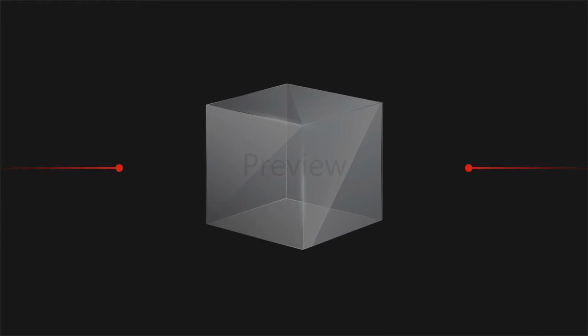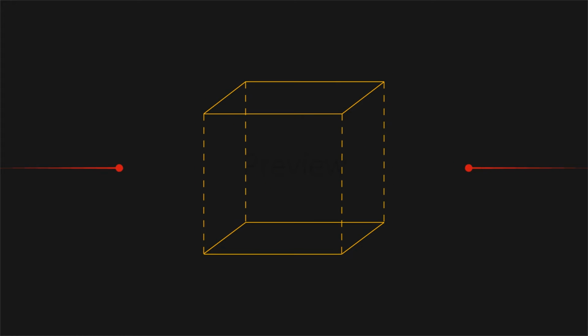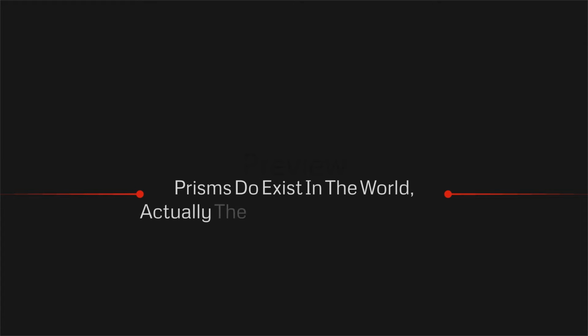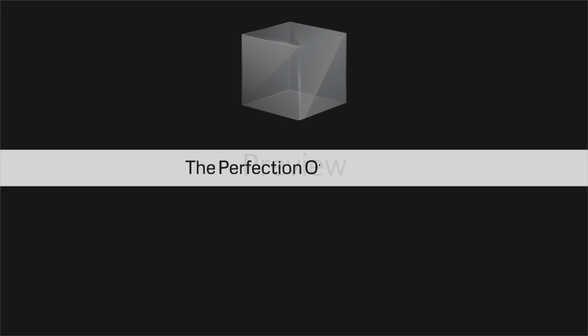The first prism that allows tridimensional modeling is the cube, which we obtain from uniting the four extremes of two squares. Prisms do exist in the world. Actually, the world is built on prisms, so we need a prism to model our tridimensional world. The perfection of the cube.